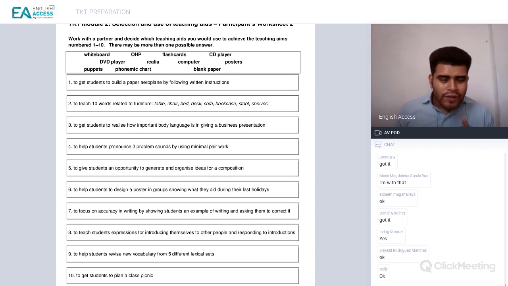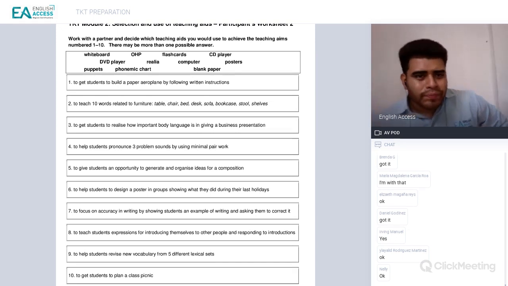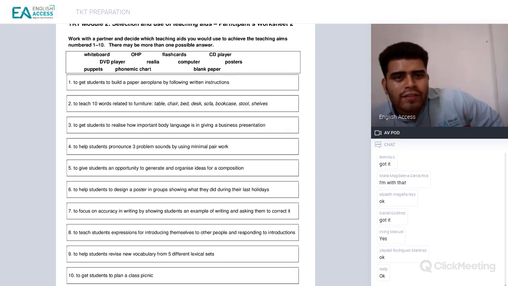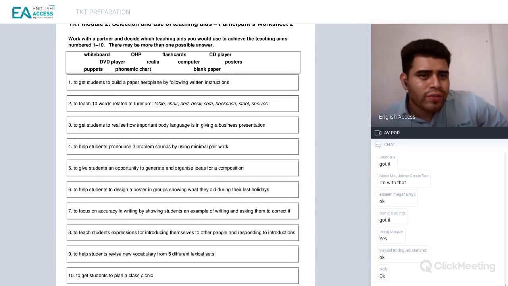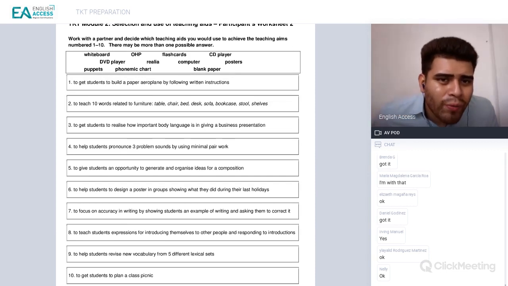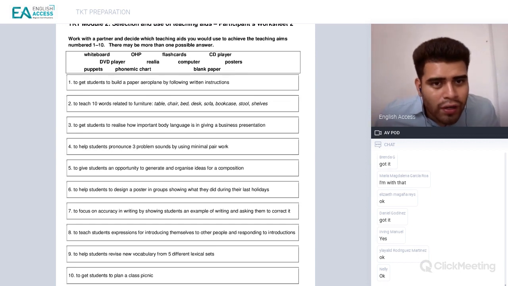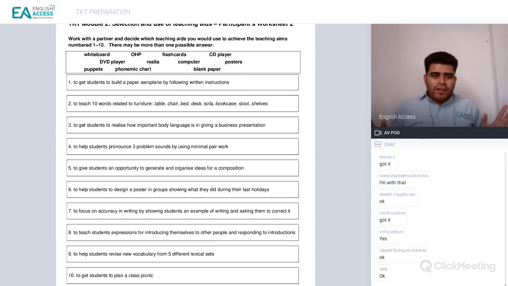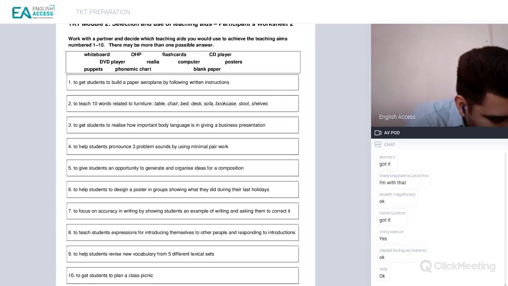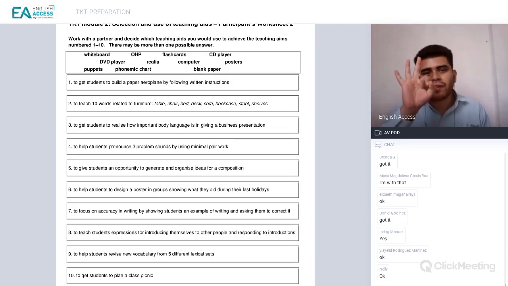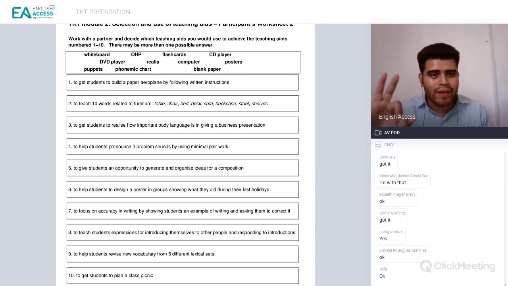All right, great. So, work with a partner and decide which teaching aids you would use to achieve the teaching aims numbered 1 to 10. There may be more than one possible answer. Now, there might be more than one possible answer, but none of them will have more than 3. Okay? So maximum 3. And some of them will only have one answer.